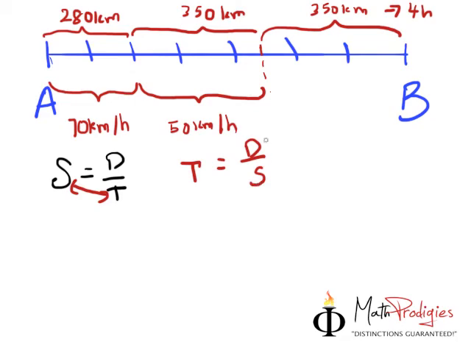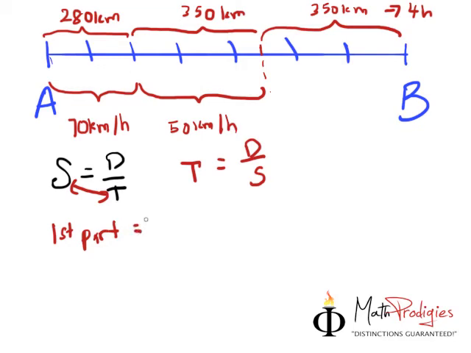But you must make sure that distance and speed are in the same units. Is it kilometers? Yes, it is. So good job, it's correct. So use this formula, t equals d over s. In the first part, so you write the first part of the journey, t equals d over s, right?